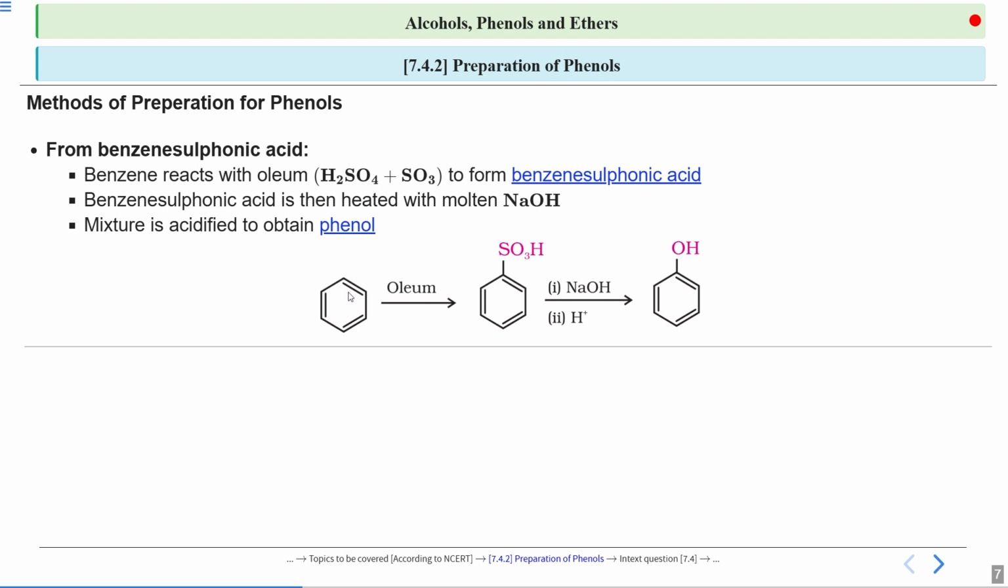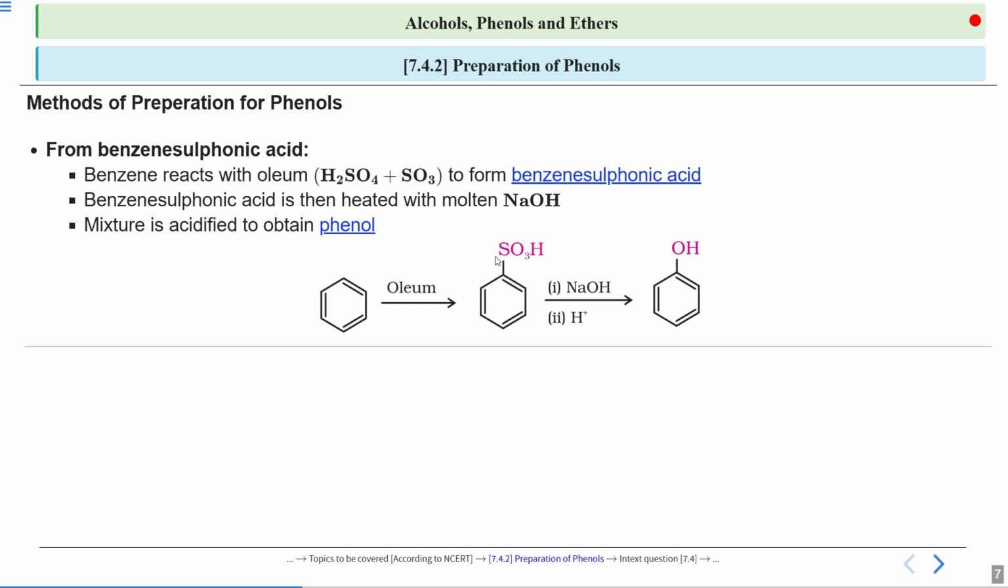This is an electrophilic substitution reaction. That means an electrophile will attack this benzene and one hydrogen will be replaced by the sulfonic acid group. So this hydrogen will be replaced by this sulfonic acid. So from this electrophilic substitution reaction, from benzene, we got benzene sulfonic acid.